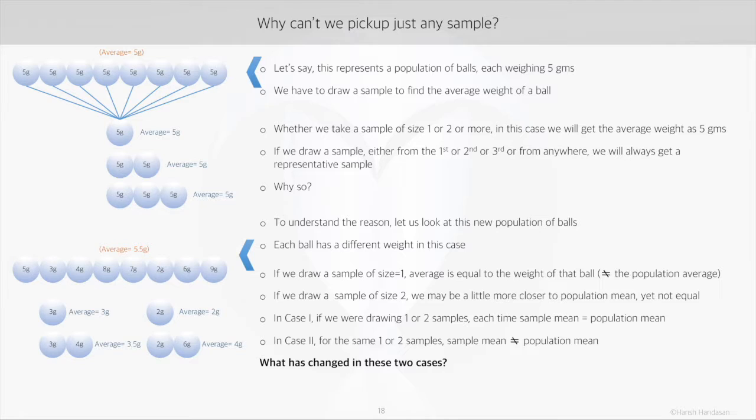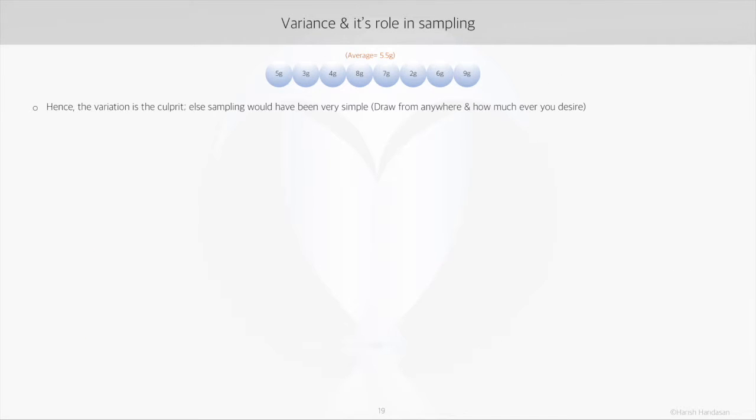What is bringing in this difference between case 1 and case 2 is the variation in the ball weights in case 2, because in this case each ball has a different weight. So the first thing to remember is that variation is the main culprit. Otherwise, sampling would have been very simple. We could have drawn from anywhere and as much as we desire. But we don't live in an ideal world. Variation is everywhere, so we need to learn to deal with it.